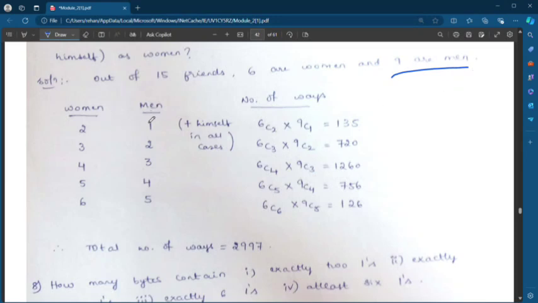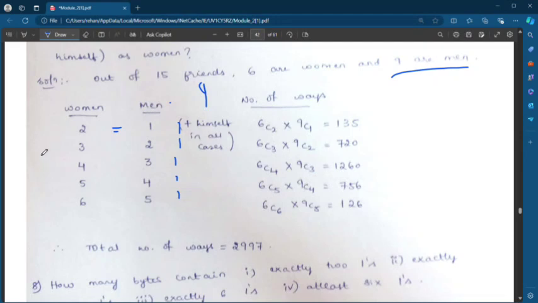If 2 women are there, then 1 man is equal to himself in all the cases, plus himself. So if he is inviting 2 women, then he has to invite only 1 man extra. Why? Because he is there in all the places. Including himself, if he removes himself from his 9 close friends, how many does he have to invite? Only one. Why? Because he has to balance the number of men and women. So if he is inviting two women, then obviously one man.